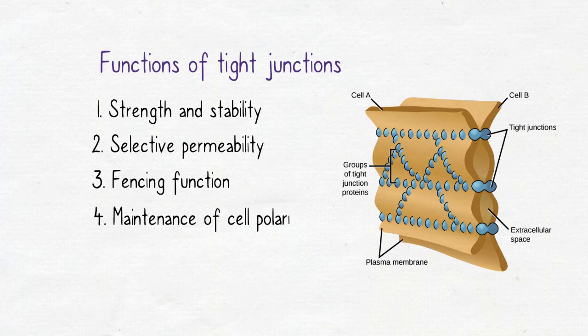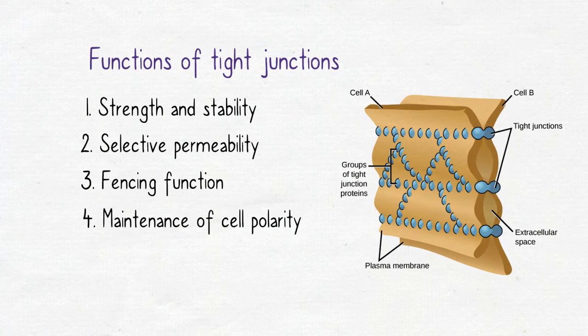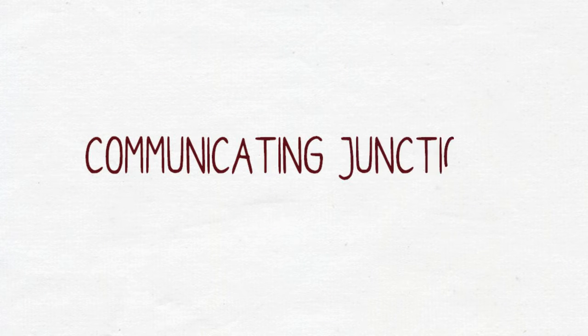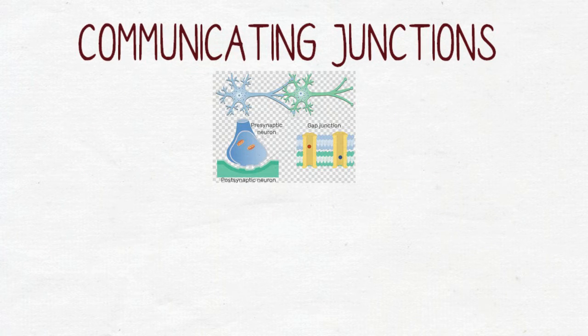The fourth, the fencing function of the tight junction also maintains the cell polarity by keeping the proteins in the apical regions of the cell membranes. This maintains the cell polarity. The tight junctions also in the brain capillaries form the blood-brain barrier, preventing the entrance of many substances from blood into brain tissues.